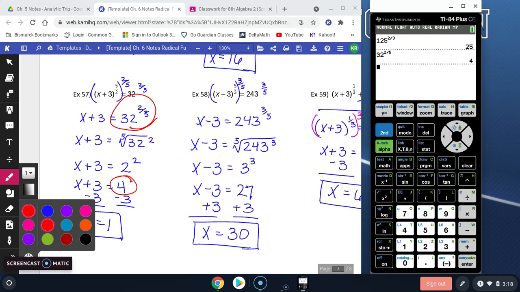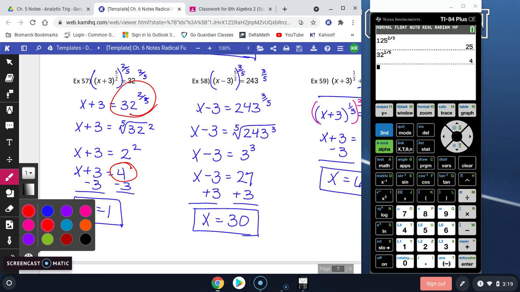Okay, but it is good to understand that that rational exponent can be rewritten as a radical and how that works. Okay, that's going to be it for today. I'll come back tomorrow. We will finish out this section of notes and practice.